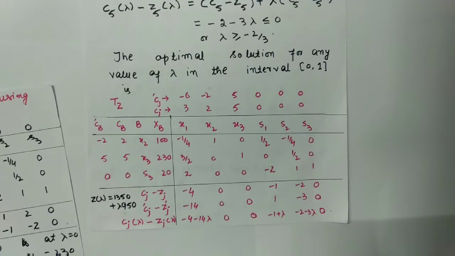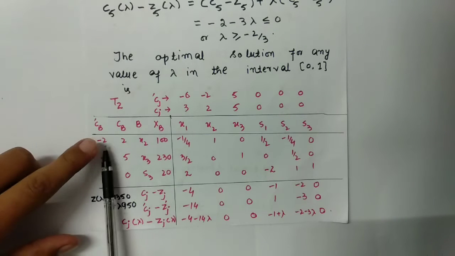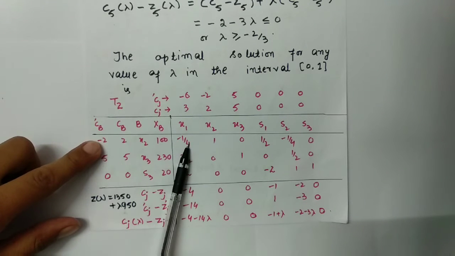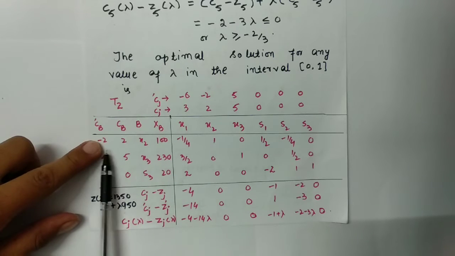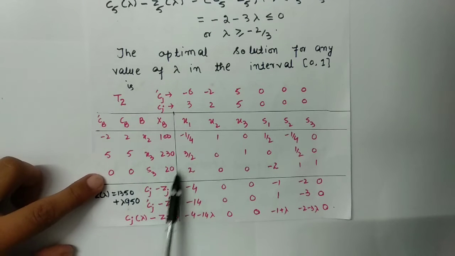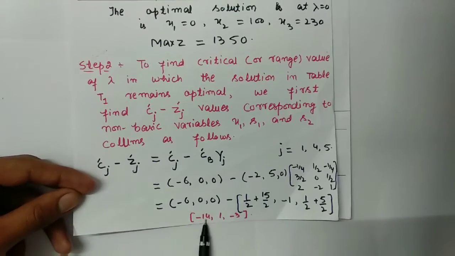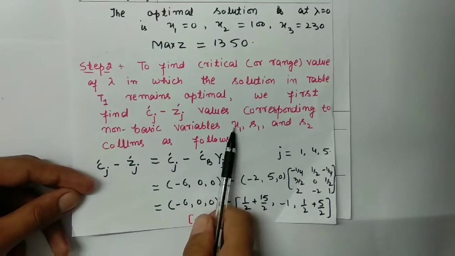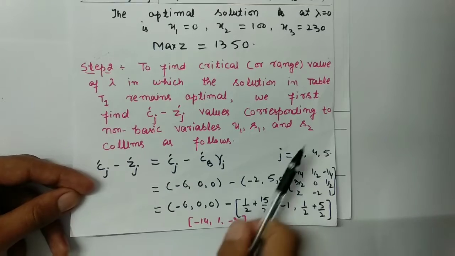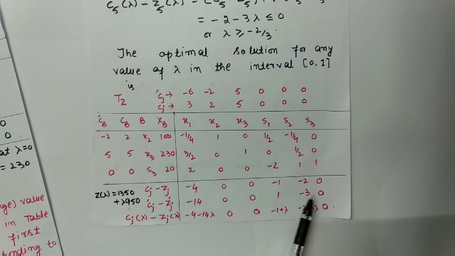Now we will find C dash j minus Z dash j. The process is here. These values are multiplied by this, as we do in Cj minus Zj in a simplex table. Minus 2 times minus 3, that is minus 6, minus 4, minus 2 into minus 1 by 4, then this and then this. After simplifying I will get minus 14. But in this table I had already found the values of C dash j minus Z dash j, which are here minus 14, 1 and 3. Minus 14 corresponds to x1, 1 corresponds to s1 and minus 3 corresponds to s2. So I will write minus 14 corresponding to x1, 1 corresponding to s1 and minus 3 corresponding to s2.